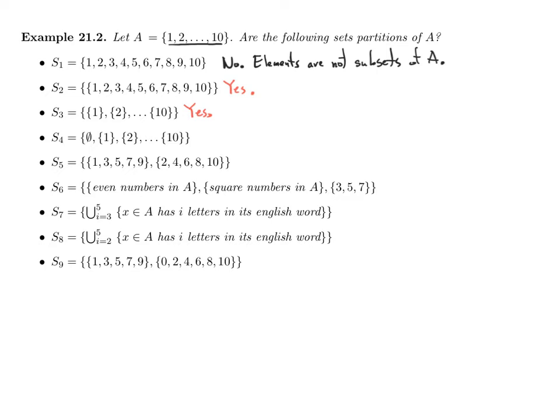The next one, S4. Well, it is a set of subsets, but the empty set is an element of S4. That's no good. That fails condition 1. So 1 failed. Now just circle the 1 to say it's condition 1.